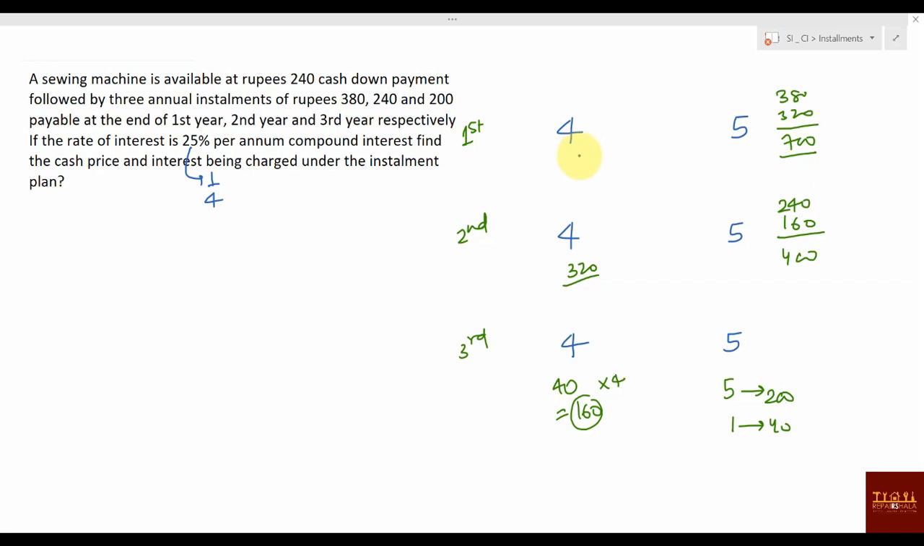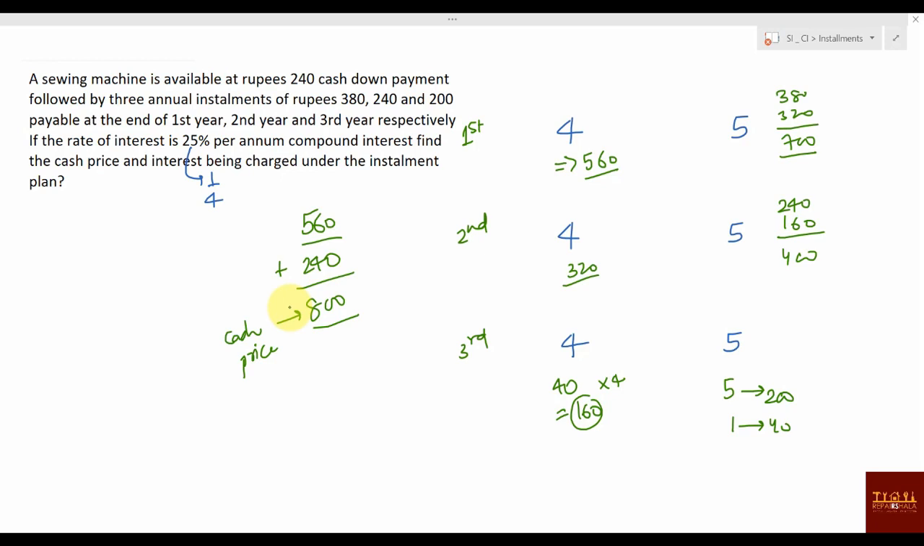140 into this one means this will be 560. Means on amount 560 rupees, your interest is calculated. On this 560 interest, and how much you paid as a cash down payment? 240 rupees. Or you can say 800 rupees was your cash price.